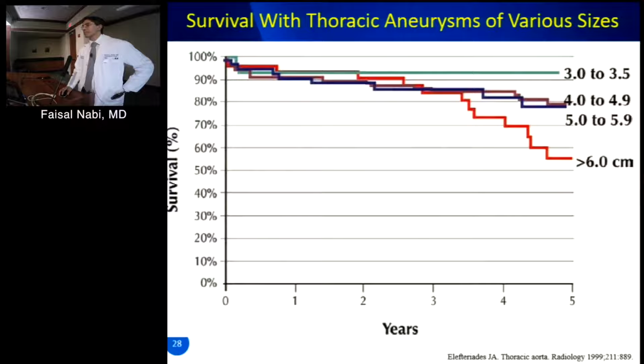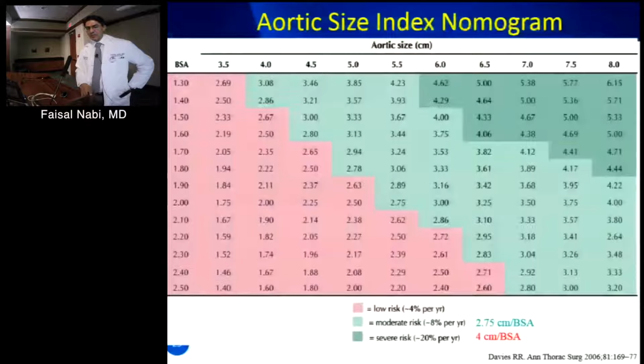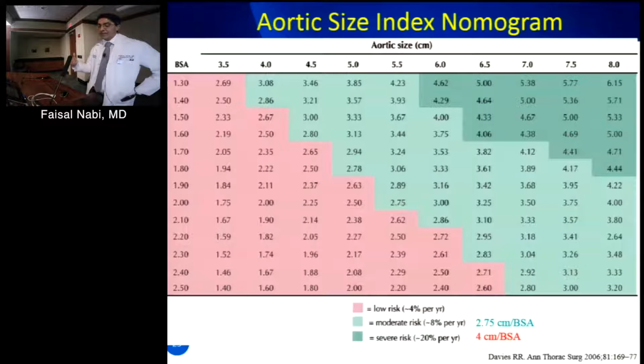Very good points. And I think this is the table that I was referring to earlier in reference to Dr. Zogby's question. I think this is probably a little bit more helpful where, if you have a normal-sized individual, there are some prognostic data where you can take the patient's aortic size and index it to their BSA. And I've put in the bottom, you become moderate risk, which is about 8% per year when you're at 2.75 centimeters per BSA, and you're severe risk when you hit 4 centimeters per BSA. Now, obviously, this may not be helpful in the Texas population where you have very morbidly obese people. But if a patient is on the lower spectrum of BSAs or normal BSAs, this can be helpful.